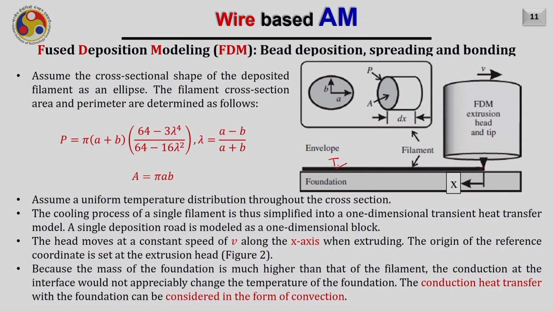So now let us try to understand the temperature of the deposited bead at a distance from the nozzle after time t. First of all, let us assume that the cross-section shape of the deposited filament is an ellipse. As the cross-section is an ellipse, it looks something like this. Its major radius is shown here as small a and the minor radius is shown as small b.